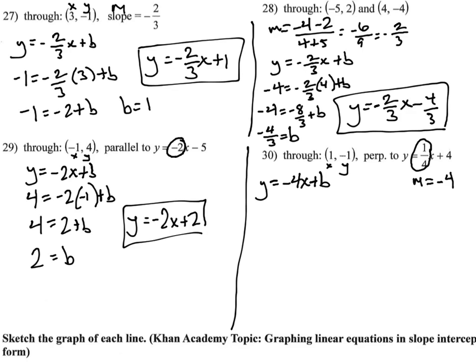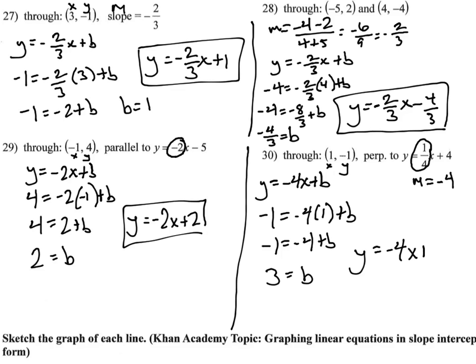1 is our x value, negative 1 is our y value. Negative 1 equals negative 4 times 1 plus b. Negative 1 equals negative 4 plus b. Add 4, b equals 3. And then plug everything in. y equals negative 4x plus 3.